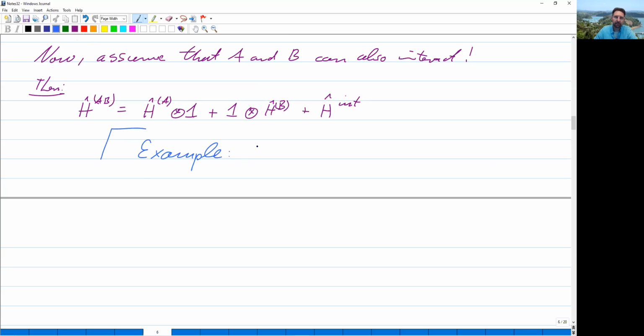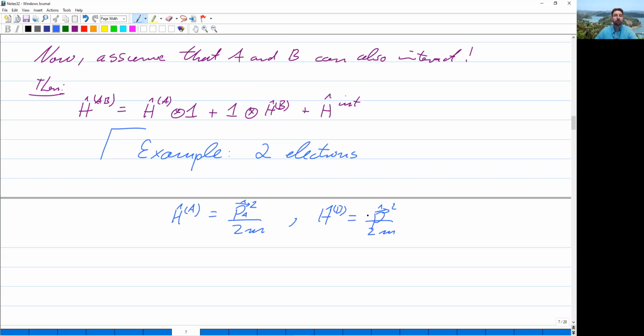So example, let's say we have two electrons. Then how does it look? Well, we would have H hat A is, let's say, of the first electron, P vector hat A squared divided by 2m, just the kinetic energy of the first electron. Then we would have H hat B, that could be the kinetic energy, P vector hat B squared over 2m, kinetic energy of the second electron. Let's call it B. And then what would be the interaction Hamiltonian between them?